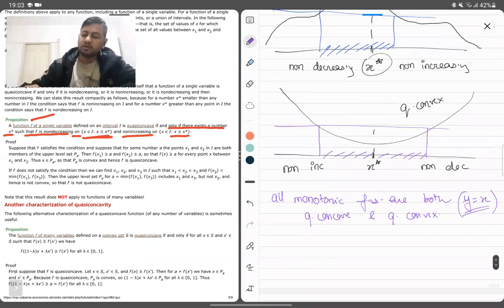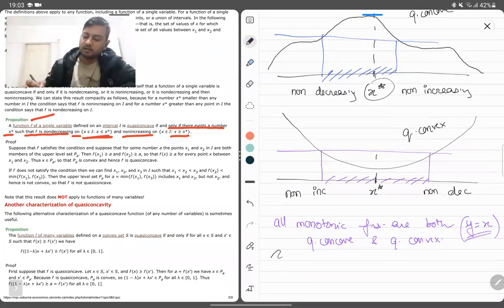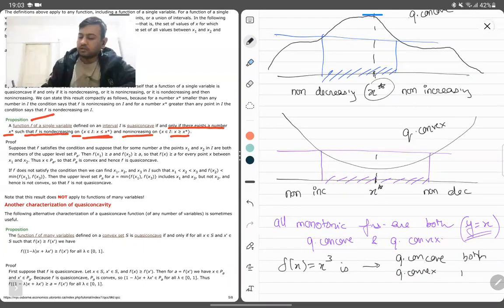So with these results in mind, again, f of x equal to x cube is वही सारे options, quasi-concave, quasi-convex, both, neither. What is the answer? F of x equals to x cube.